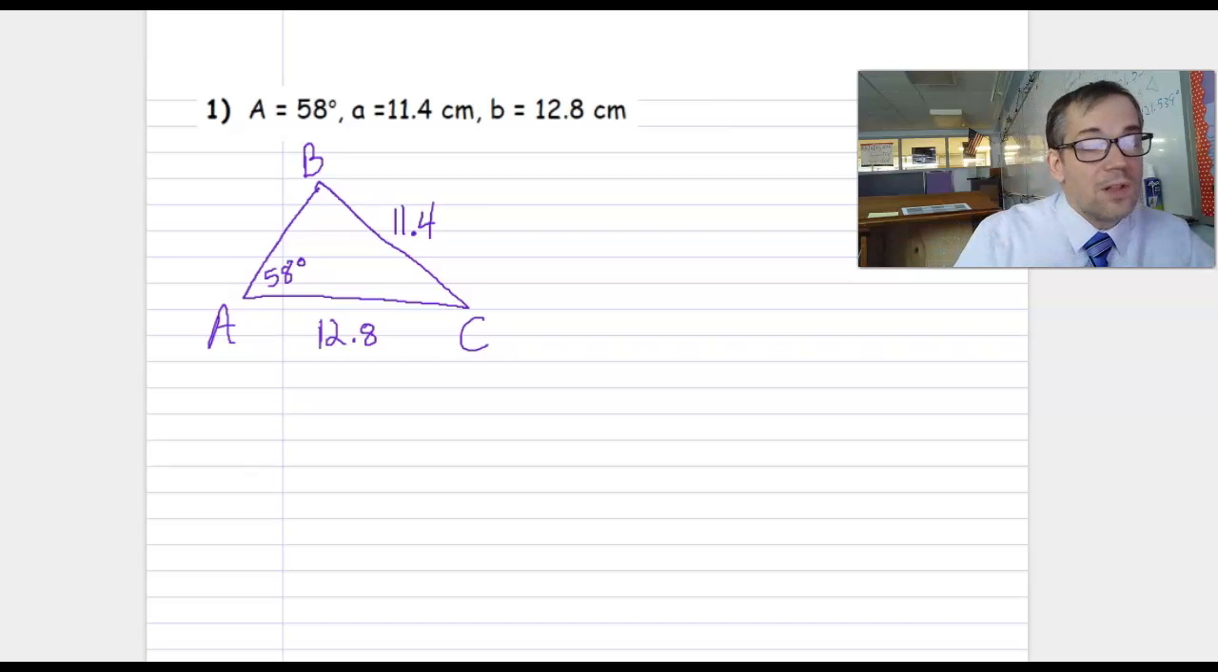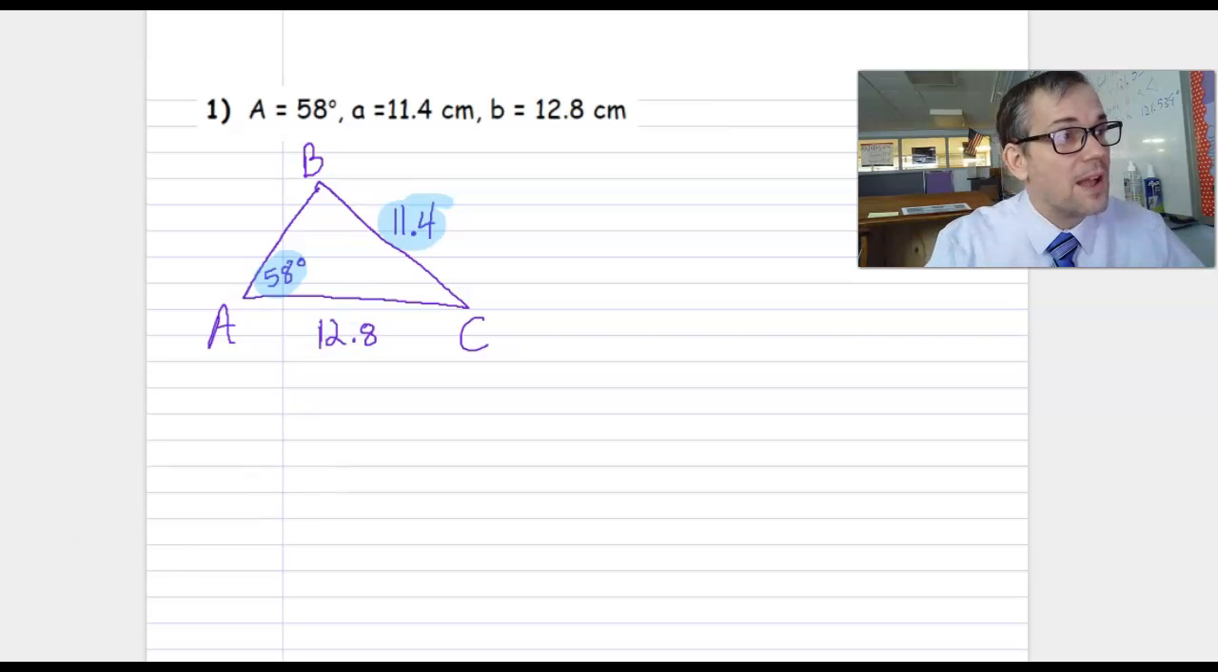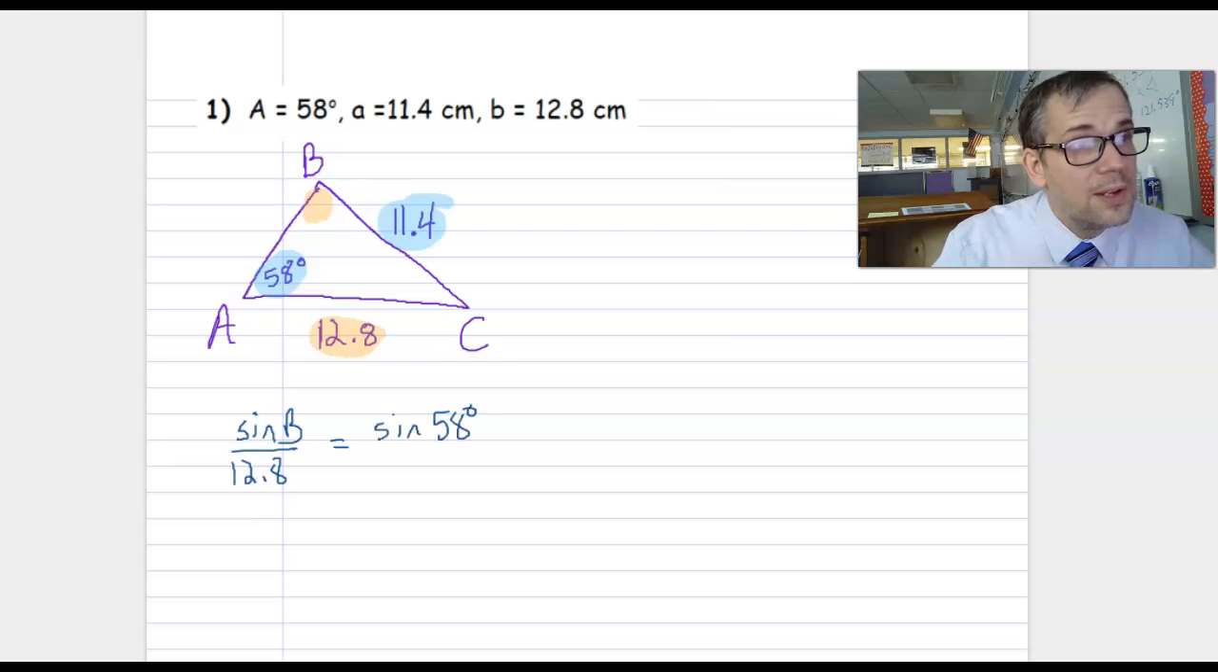It's definitely going to be a case of law of sines. Side-side angle is going to be law of sines. And I know this angle and the side opposite, and I know this side. So I can use law of sines to find the angle opposite this side, angle B. And that's going to look like sine of that unknown angle B is how I'd start this off, over 12.8 is going to equal the sine of 58 degrees over 11.4.